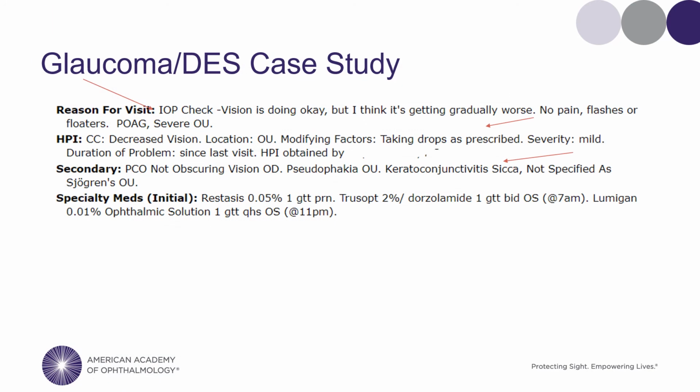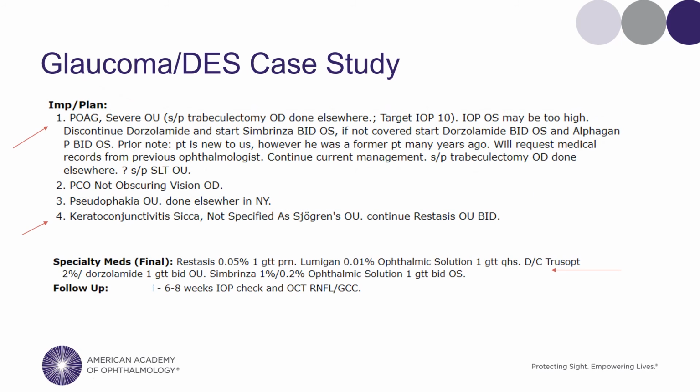Our final case is an established patient being evaluated for both glaucoma and dry eyes. The reason for a visit is an IOP check and evaluation of KCS. The patient states vision is okay, but thinks it's getting gradually worse, and the patient is compliant with eye drops as prescribed. Both primary open-angle glaucoma and keratoconjunctivitis are assessed. The IOP may be high and an eye drop is discontinued and a new drop is prescribed. The plan is for the patient to return in 6 to 8 weeks for an IOP check and additional testing.